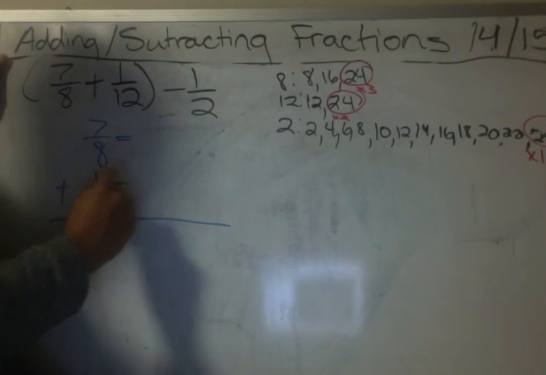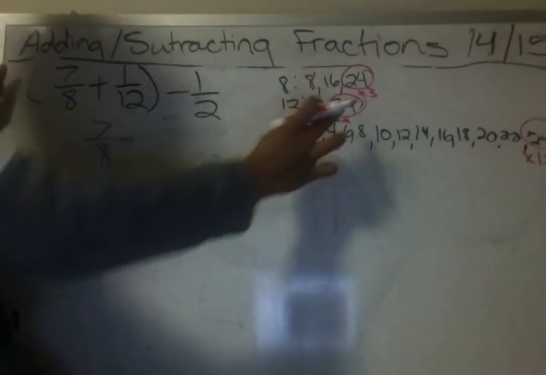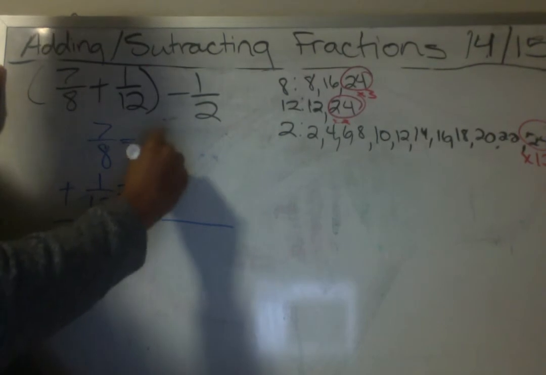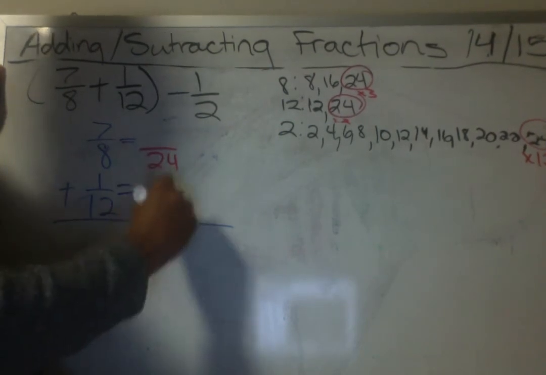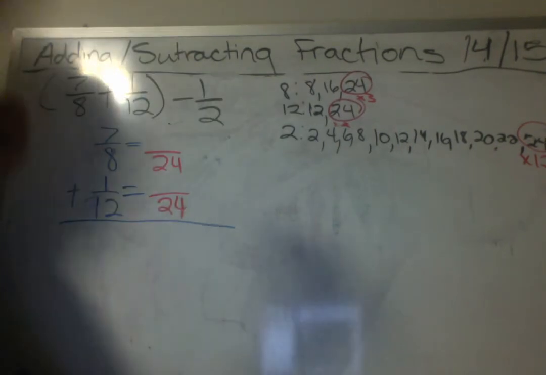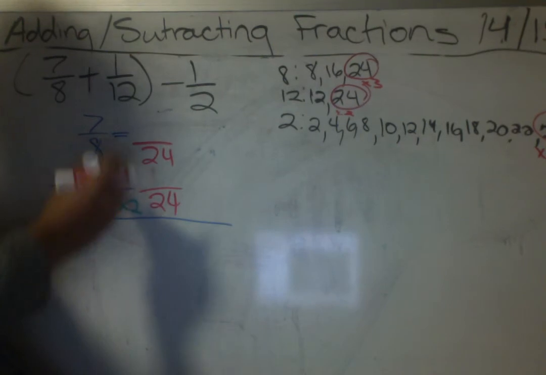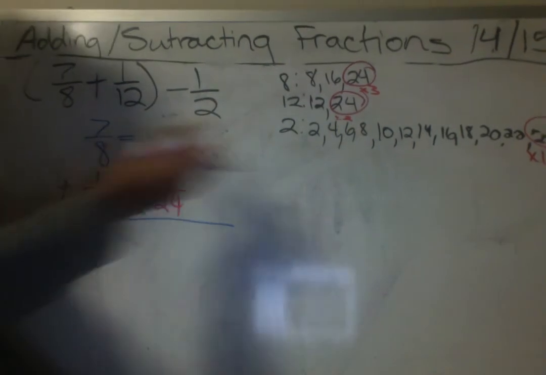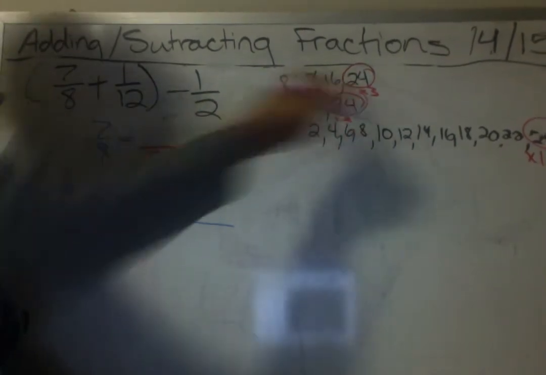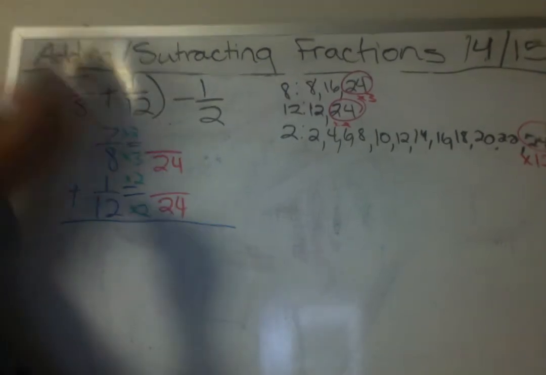Knowing our common denominator is now 24, with the 12, it took us 1, 2 times. Whatever I do to the bottom, I do to the top. With the 8, it took us 1, 2, 3 times. Times 3 here, times 3 here.